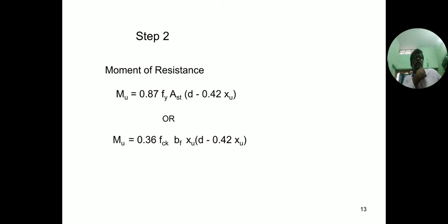Only, instead of B, here BF will be taken. Where in a singly reinforced beam, B is equal to the width of the beam, in a T beam BF is equal to the width of the flange. Only that is the difference.